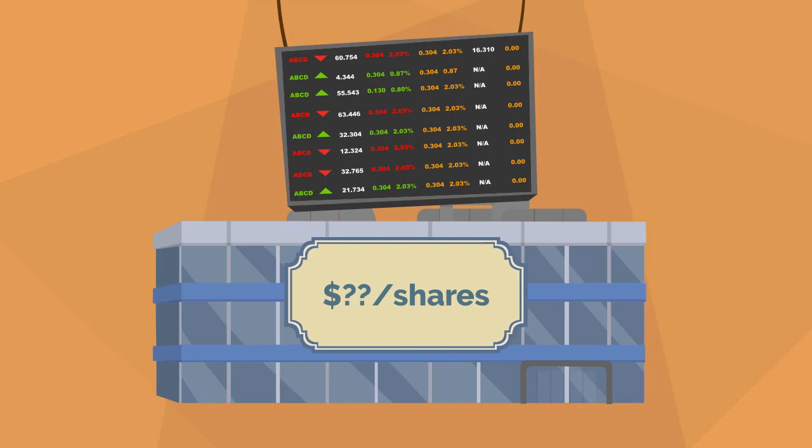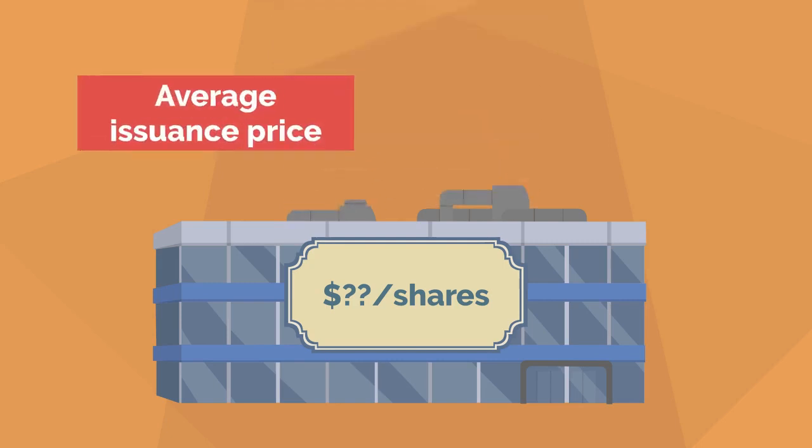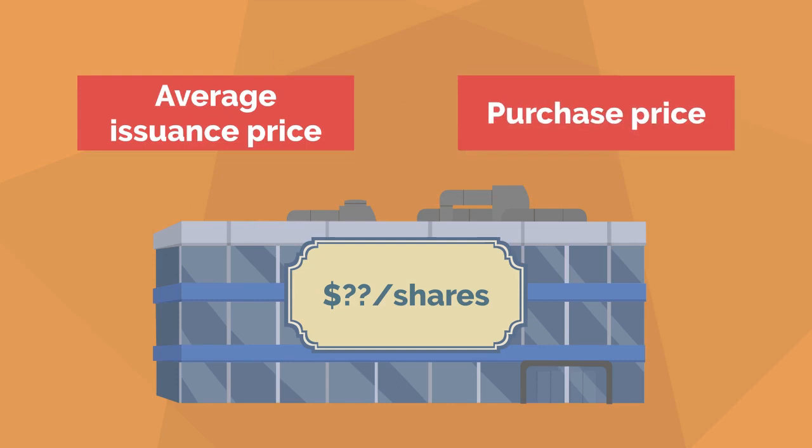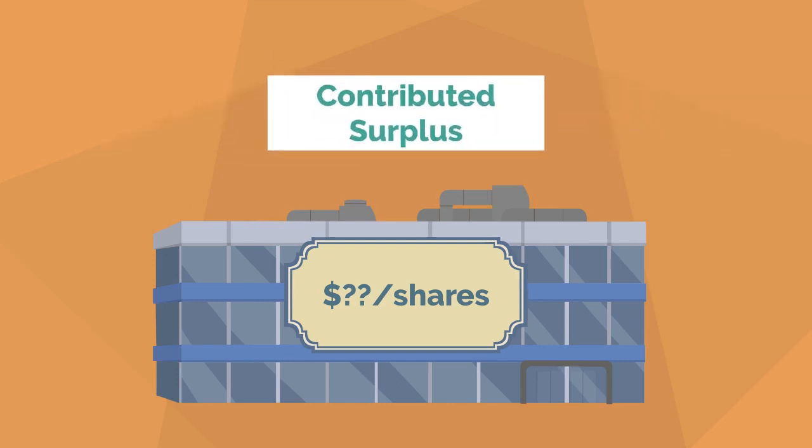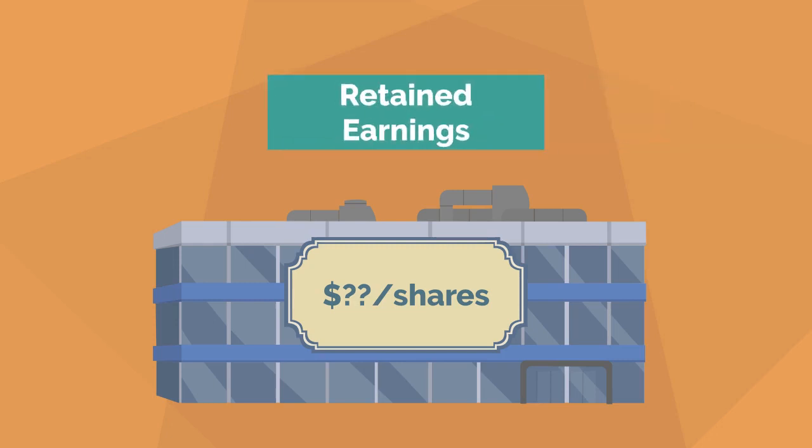Because the market value of shares is always changing, we need to account for both the average issuance price and the purchase price of shares when recording these transactions. The contributed surplus account has a credit normal balance and is used to balance entries involving share transactions with differing values. If we run out of contributed surplus, we have to use retained earnings to balance the entry.